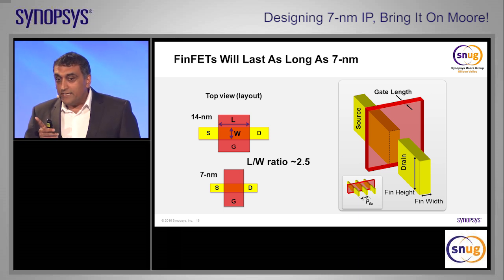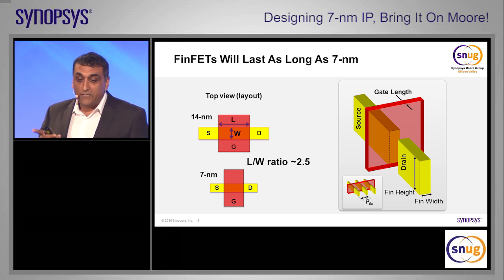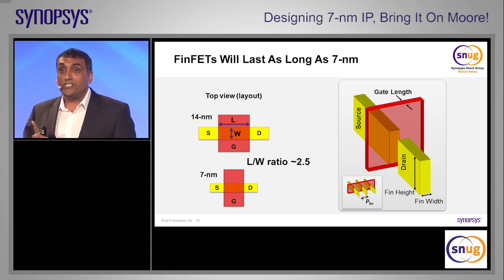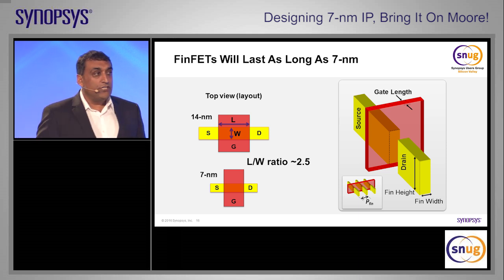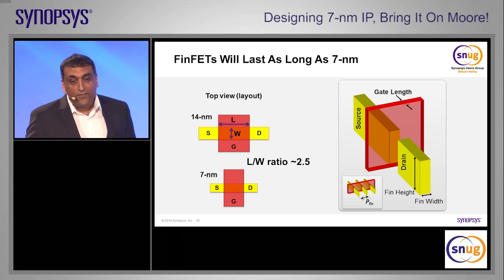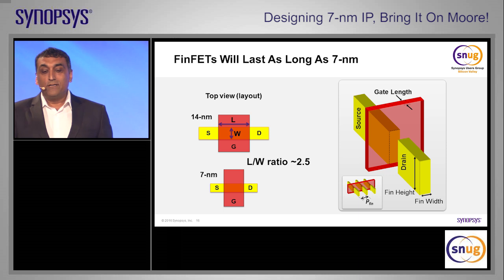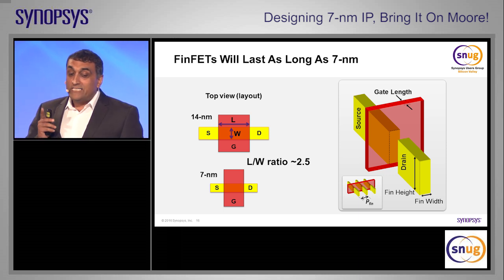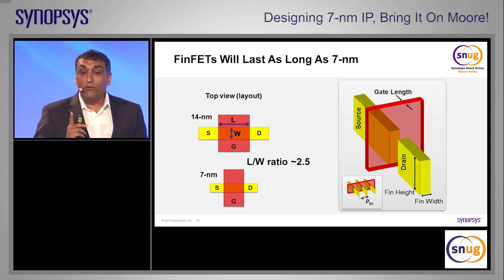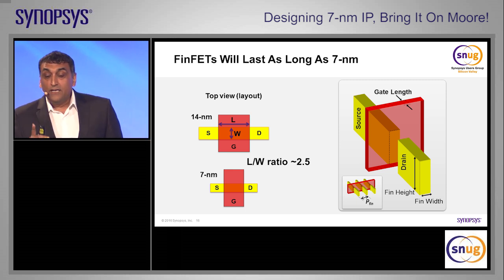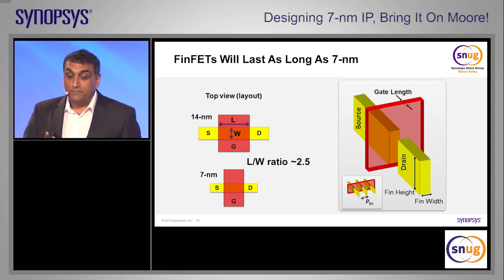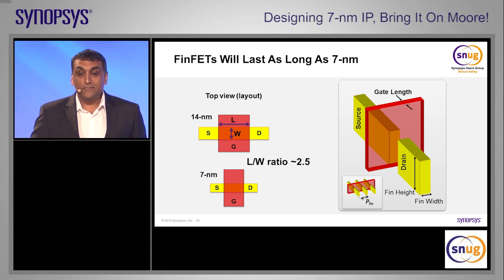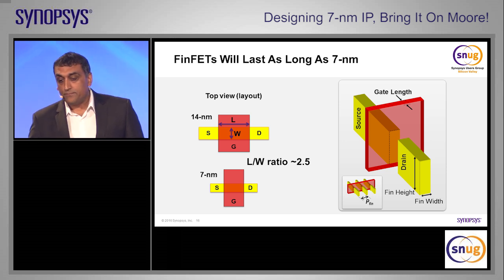The key point is that you want to maintain a certain aspect ratio to prevent or mitigate against short channel effects. That aspect ratio, L over W, is 2.5. Okay? So diagrammatically, this is what it looks like. Simultaneously, in order to get performance, the fins are getting taller. This gives you more current per layout area. Let me show you how that works.